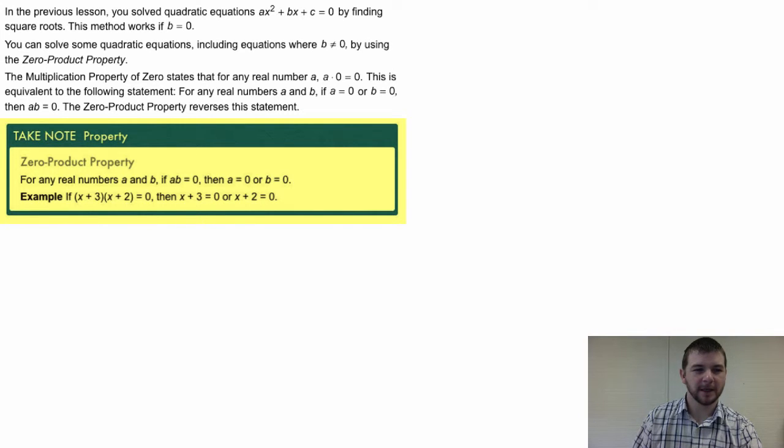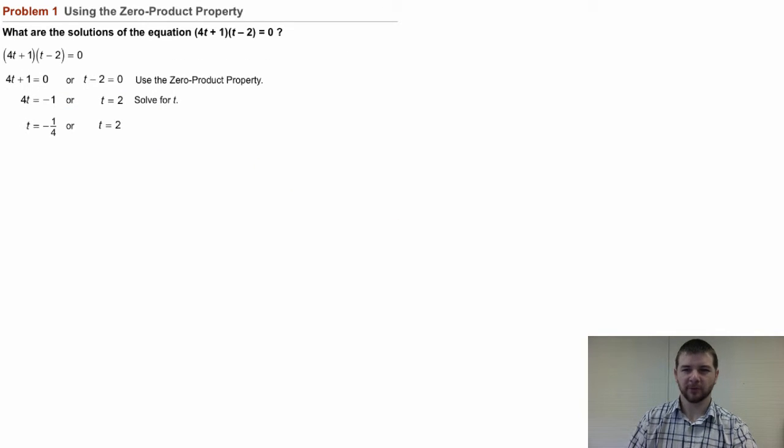And take note, the zero product property: for any real numbers a and b, if a times b equals 0, then a equals 0 or b equals 0. An example: if x plus 3 times x plus 2 equals 0, then x plus 3 equals 0, or x plus 2 equals 0. And let's put the zero product property to work in example problem 1.